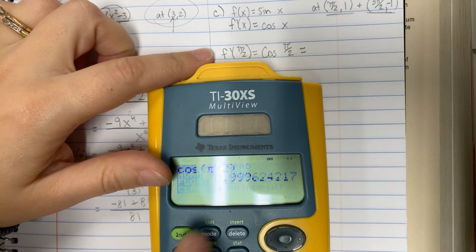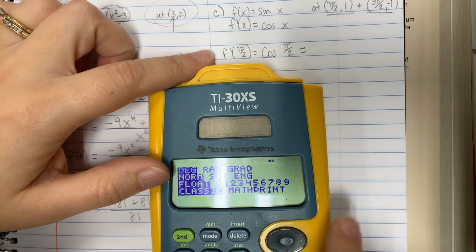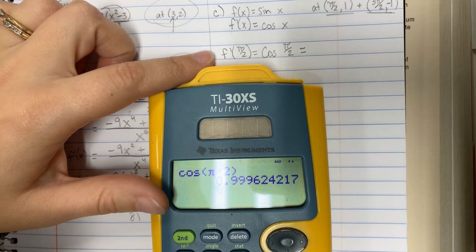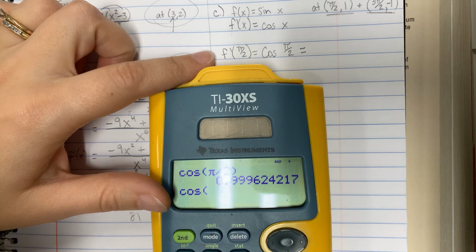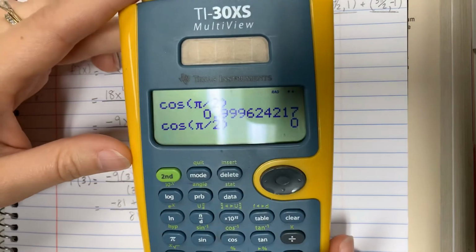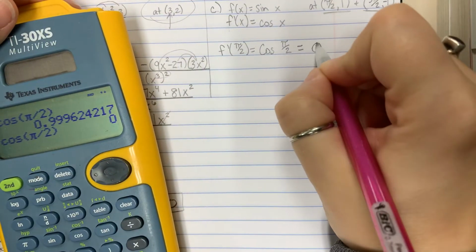Instead, I want to put this in radian mode. So make sure you're in radians. That's a big deal. So now let me try it again. Cosine of pi over 2. See what I get. I get 0. So this one is 0.